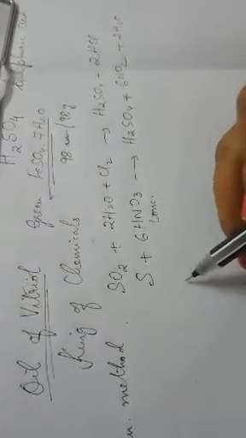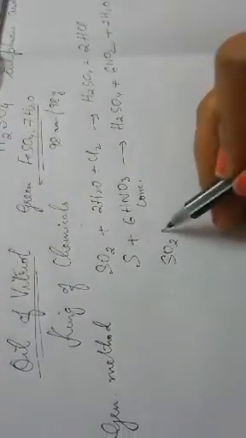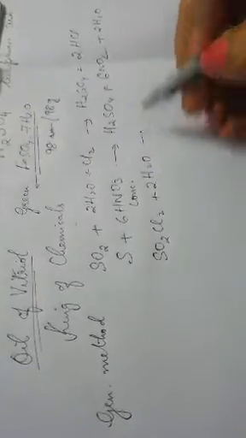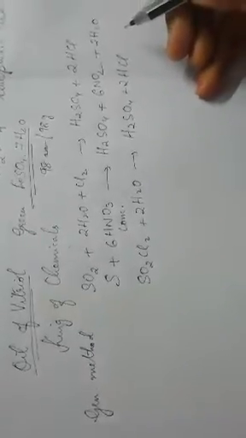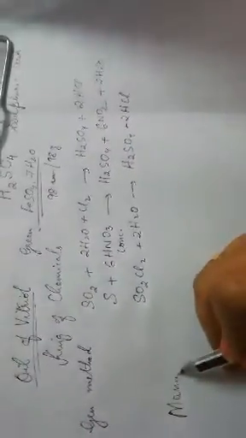A third method is by the action of sulfuryl chloride and water. You can also prepare sulfuric acid plus 2HCl. The equations are all given in the book. Please go through them. Next we'll study about the manufacture of sulfuric acid industrially.